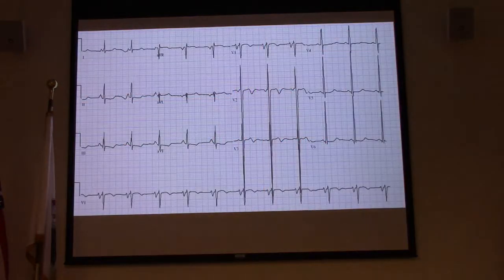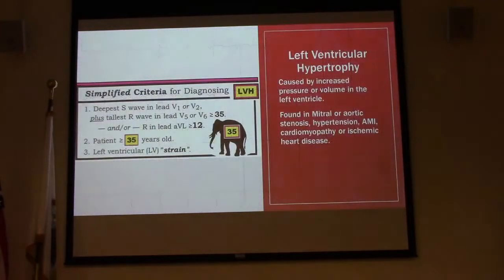If you take a look here, you think, oh my goodness, what the heck is going on? We've got to turn down the gain on our QRS because it's way too big. No, that's just showing that they've got hypertrophy. So what are we going to do to determine it? We look at V1 and V2 and see which of those two leads has the deepest S wave. Then we look at V5 and V6 and ask which is the tallest R wave. We count the boxes and add them up. If they're over 35, and the patient's over 35 years of age, that would indicate that this patient has left ventricular hypertrophy.